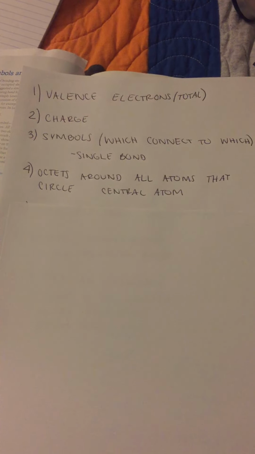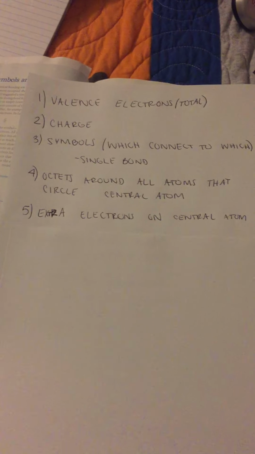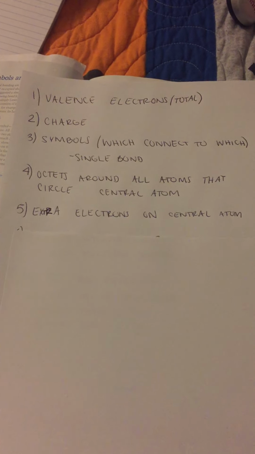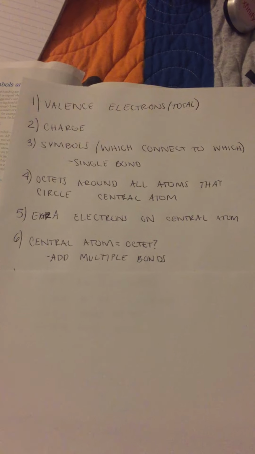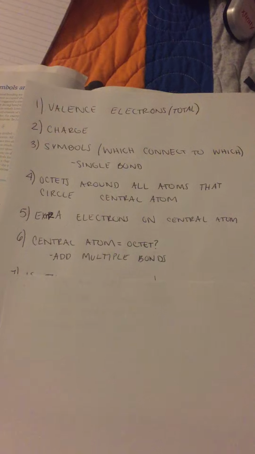Then think about, are there octets around all atoms that circle the central atom? Are there extra electrons that need to be added to the central atom? Is the central atom an octet? If it's not, then you need to add multiple bonds.